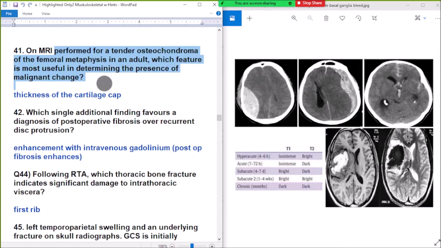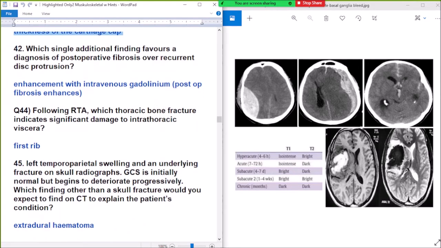Which feature most frequently determines the presence of malignant change? Thickness of the cartilaginous cap. In osteochondroma of the femur metaphysis in an adult, which feature most likely determines the presence of malignant change? Thickness of the cartilage cap greater than 2.5 cm determines malignancy.